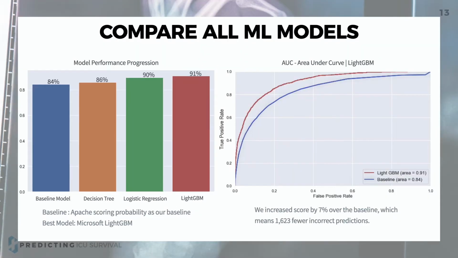With the awesome work our team did in creating some new measurements, we managed to use different algorithms to build our model and gradually increase the performance as shown on the chart on the left. The baseline model is the original Apache scoring, which is 84%. Our best model on the far right bar increased the score on the whole sample dataset by 7% and reached 91%. What does this 7% mean? Our model reduced the number of wrong predictions by 1,623 cases over the original Apache score system.